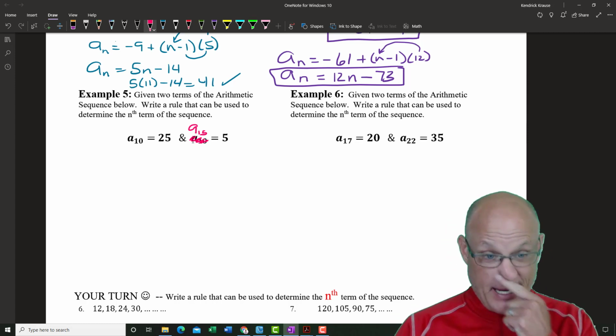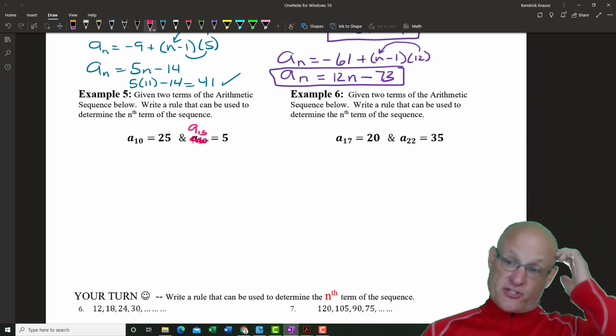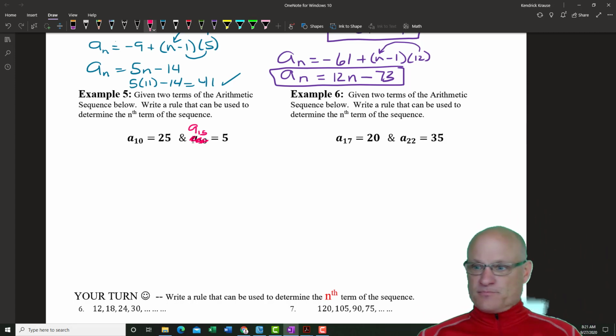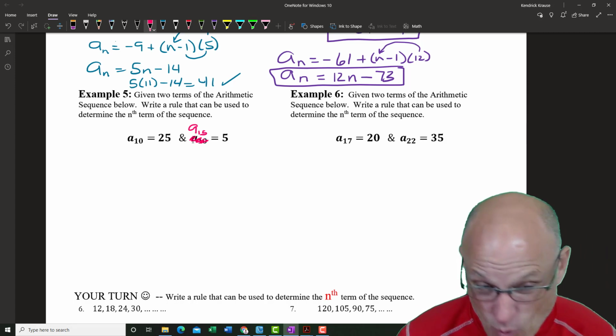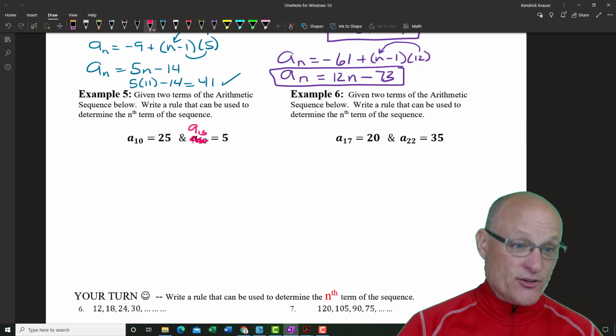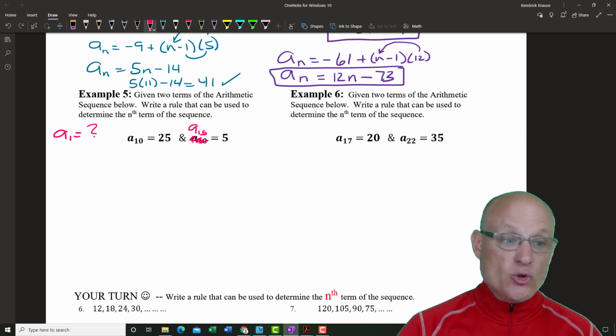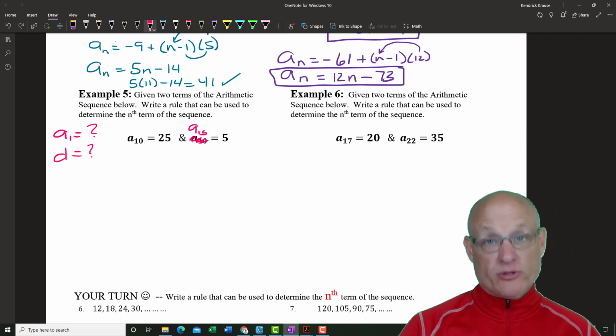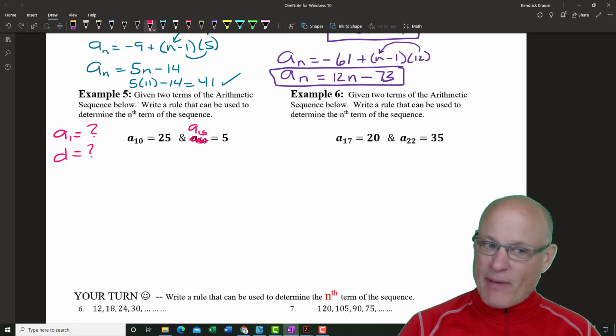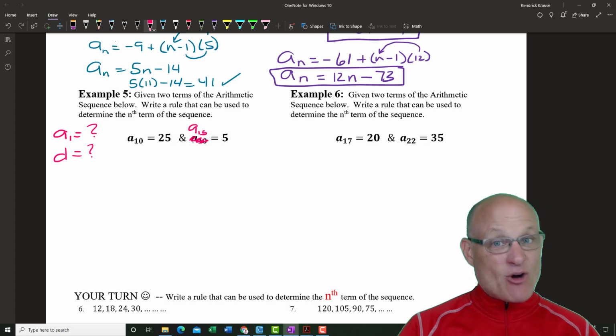I screwed up there. That should be a sub 15. So the 15th term is 5, and the 10th term is 25. So the question is, do we have a sub 1? Nope. Do we have d? Nope, we don't. Now, this one's not so bad to find d. You'll find in a minute. But they get kind of cray-cray.